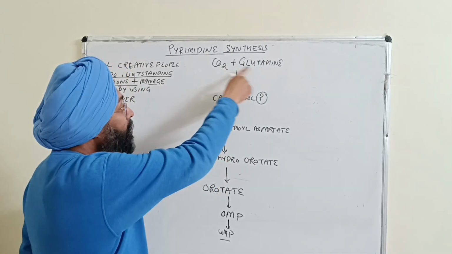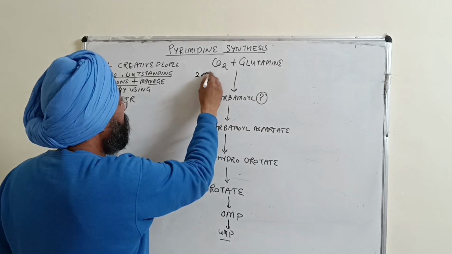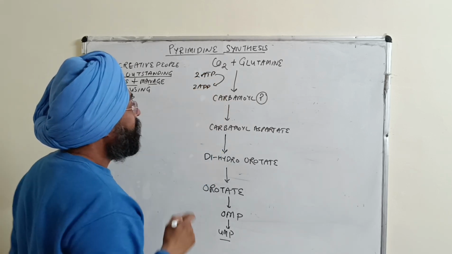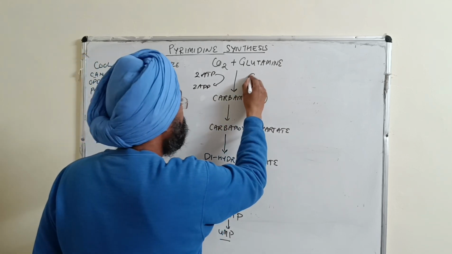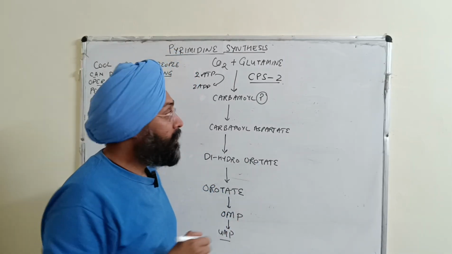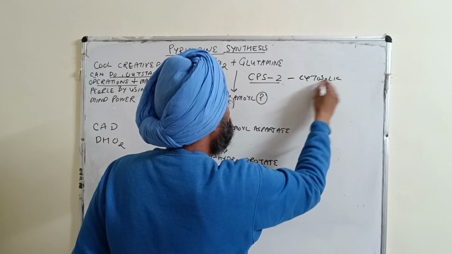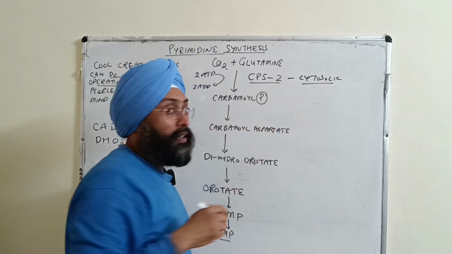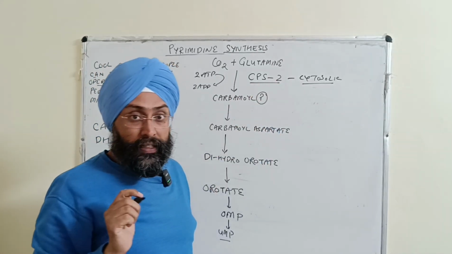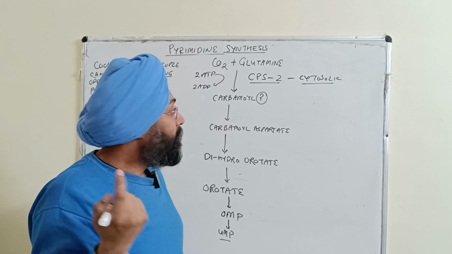So carbon dioxide will combine with glutamine, right? And here we'll use two ATP molecules, right? And we'll get two ADP, right? And this reaction is catalyzed by CPS2, right? And this is a cytosolic enzyme, and CPS1 is used in the urea cycle and CPS2 is used here, right? And it is a cytosolic enzyme. In that case, it was a mitochondrial enzyme, right?